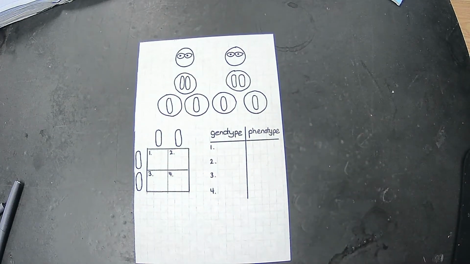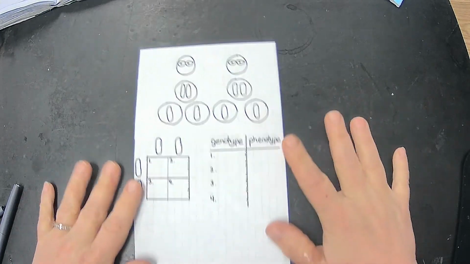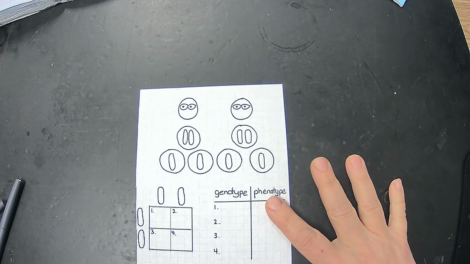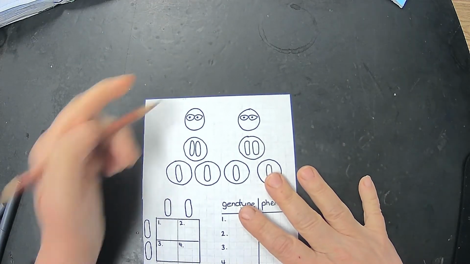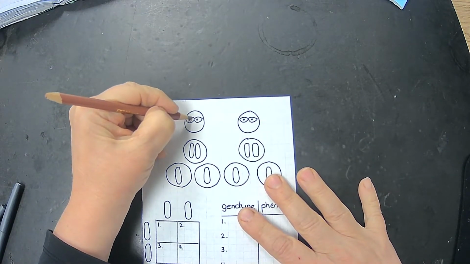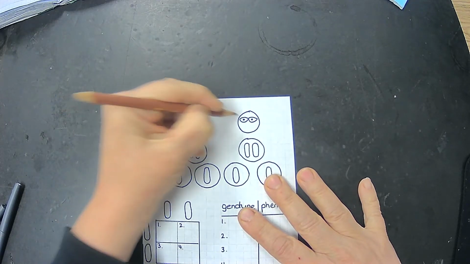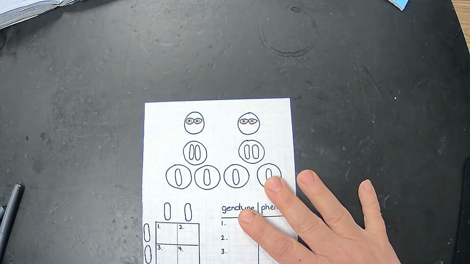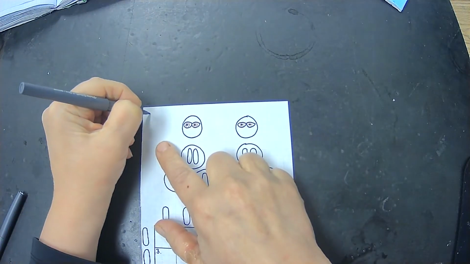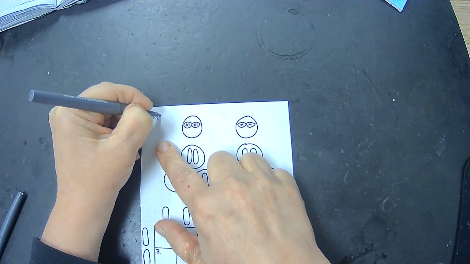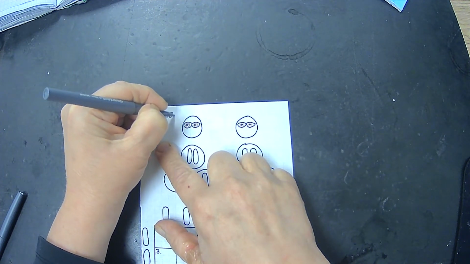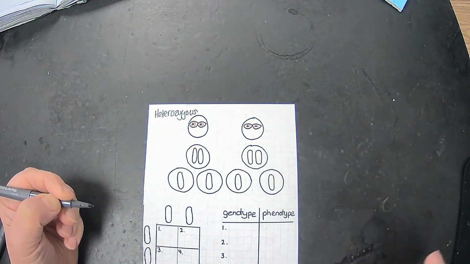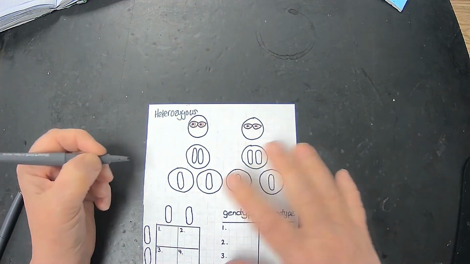Okay, so this is the second video in the monohybrid crosses, and you're going to stop this video when I tell you. So I have two people. They both have brown eyes, but they are both heterozygous for eye color. Heterozygous means they have inherited two different alleles, one from each parent.